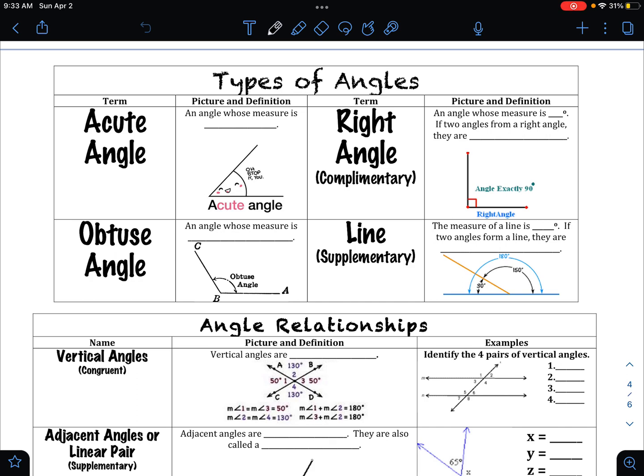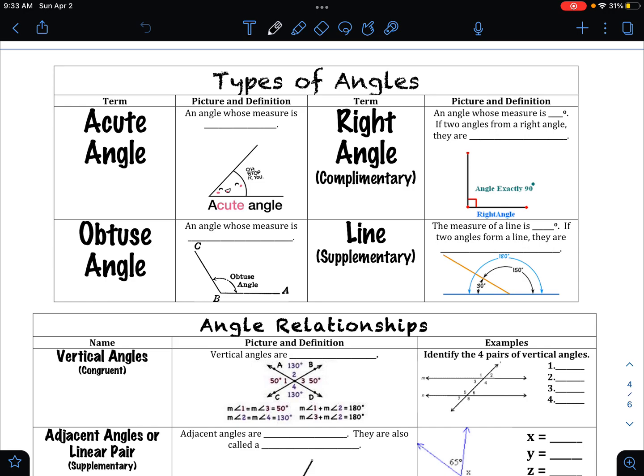So, yeah. All right. So hopefully you have this pulled up on your iPad. This should be in the Canvas module where you found this video. The PDF should be there as well. So you're going to follow along.